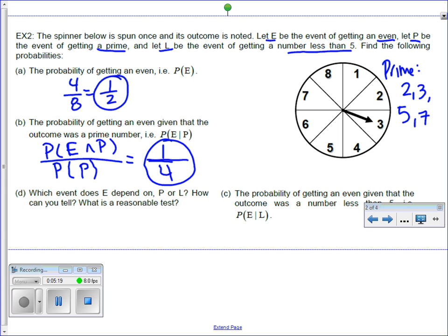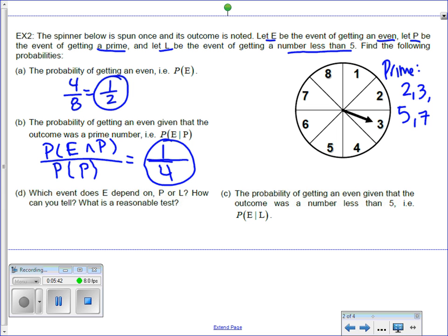Okay, let's keep going. So part D. Which event does E depend on, P or L? How can you tell? What is a reasonable test? Okay, so, oh, we skipped C. Or C and D are backwards, I think. Let's see. Yeah, let's do C, sorry.